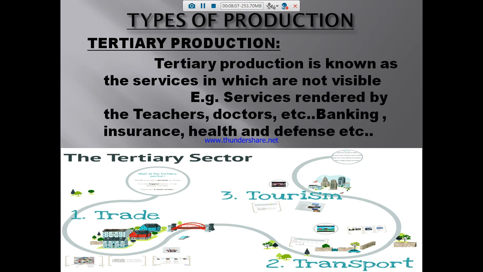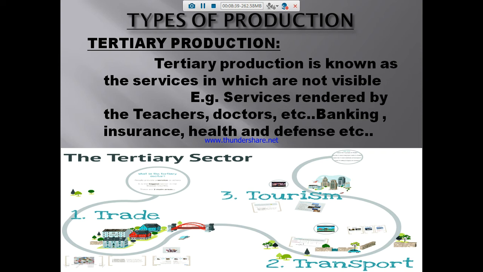Apart from that, the third production is tertiary production. Tertiary production is everything related to services, excluding the primary and secondary; we say it is tertiary production. Okay, trade, tourism, transport, insurance, banking, education, health, defense. So whatever service sectors are there, everything is called the tertiary production.